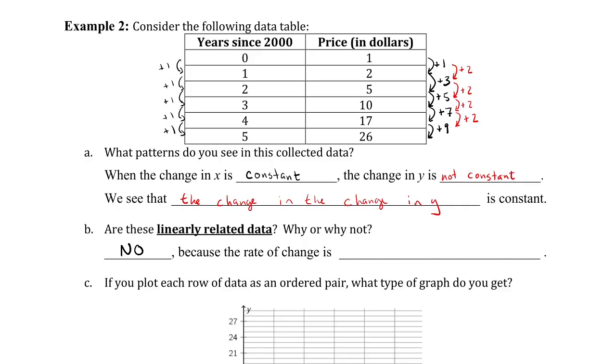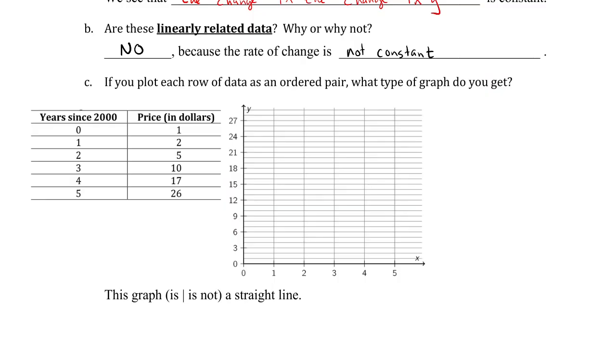Why are they not linearly related? Because the rate of change is not constant. Since these variables are not linearly related, we expect that the graph is not going to be a straight line. Just putting a little copy of the table down next to the graph so we can have them on screen at the same time. We see that when x is 0, y is 1.